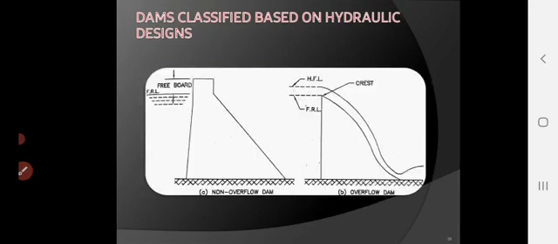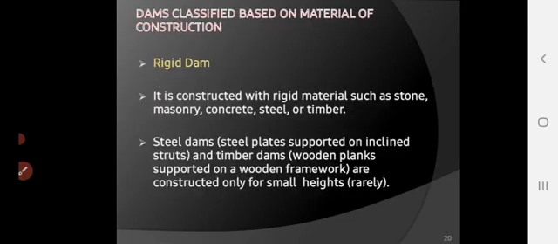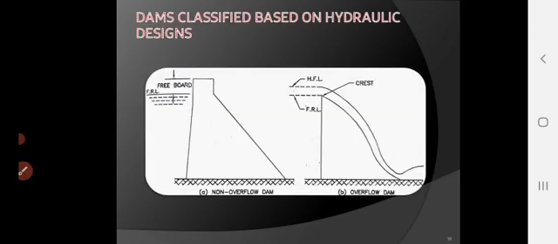So this is one simple figure of a non-overflow dam and an overflow dam. Free board is provided for the non-overflow dam. Extra space is provided to accumulate or collect the extra flood water.